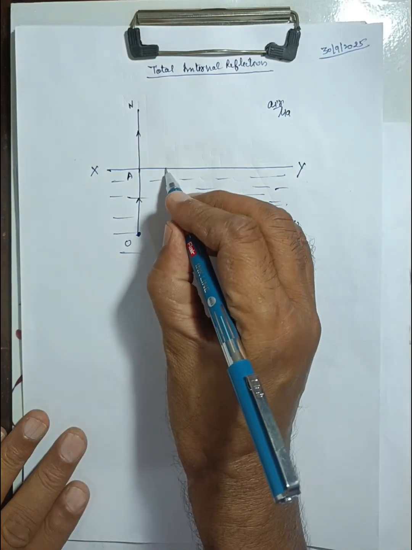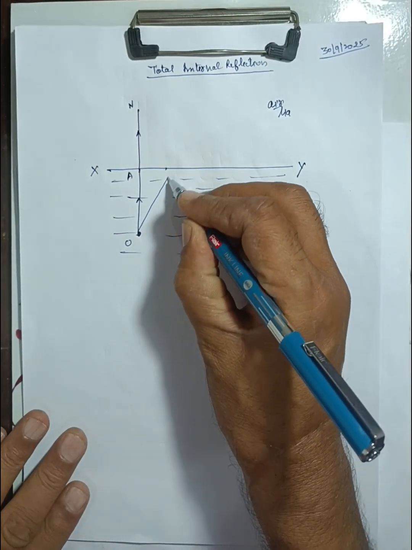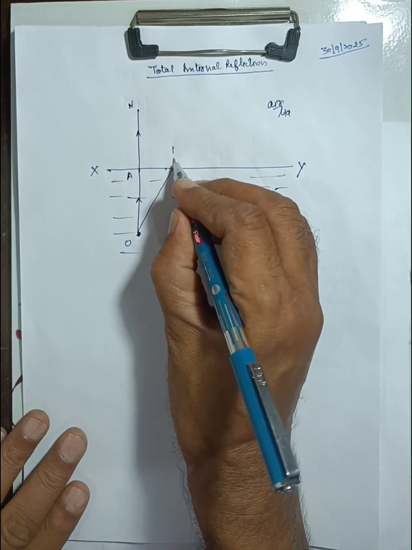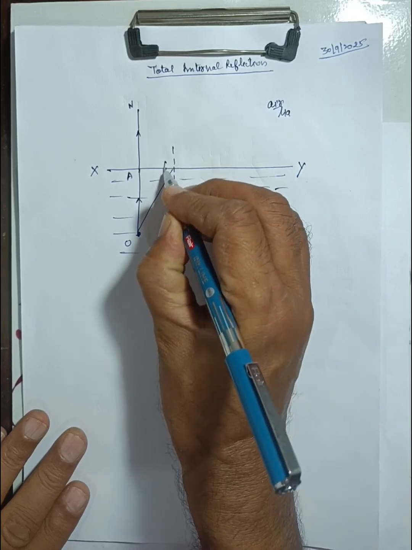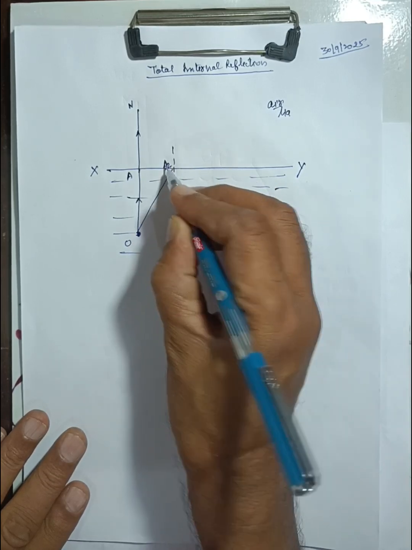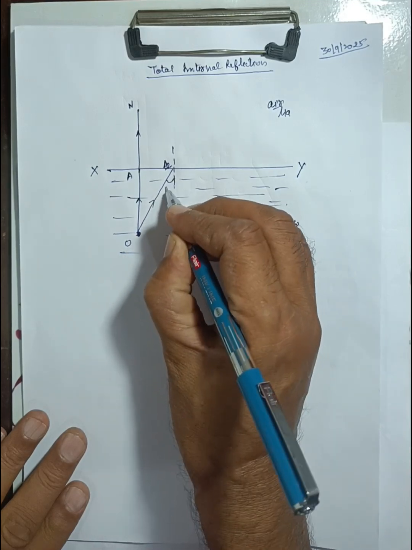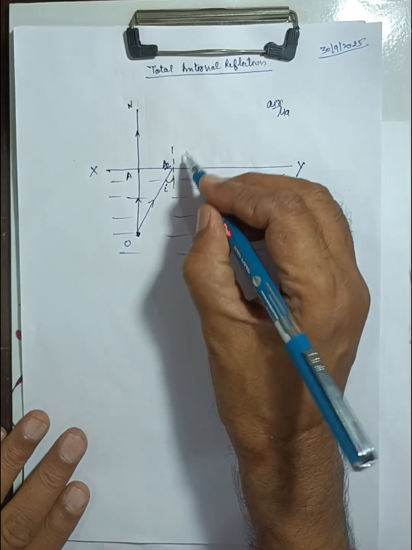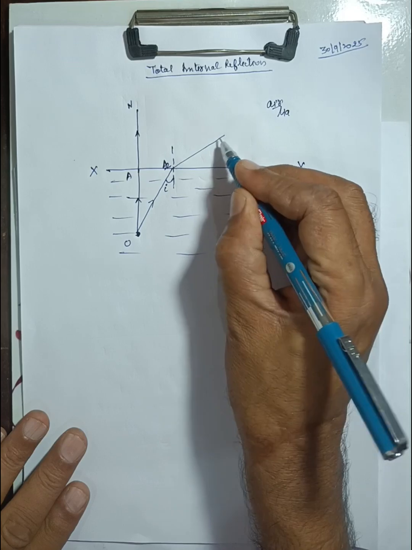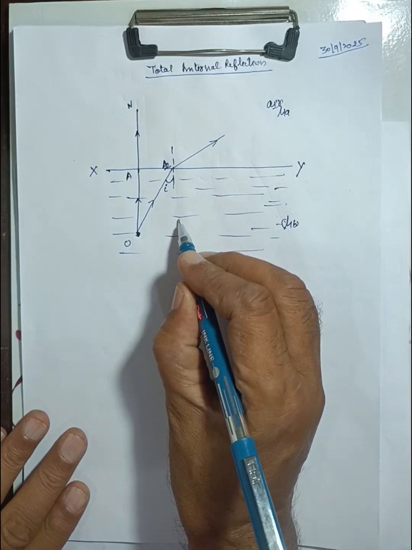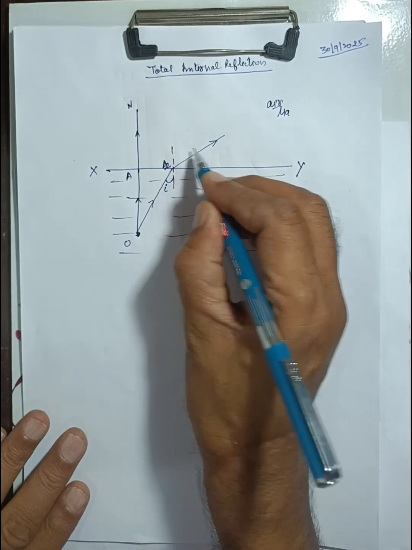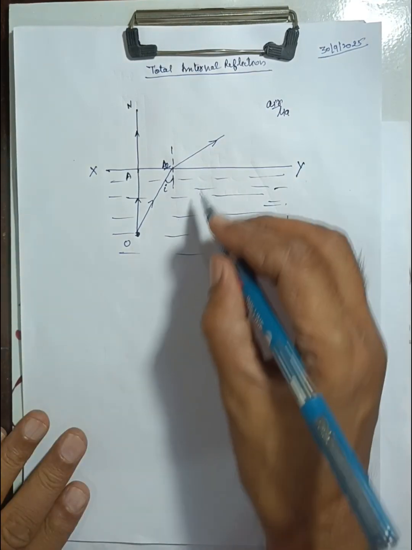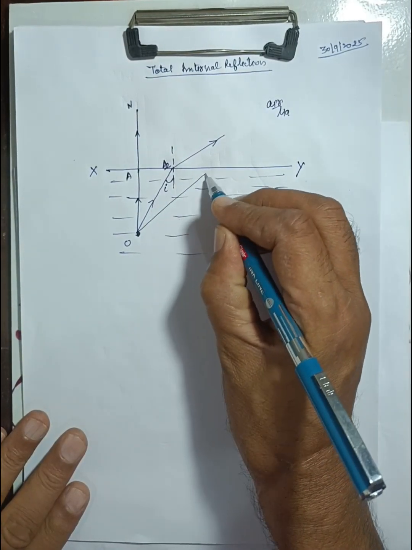Now I further increase the angle of incidence like this. So you draw the normal. This OA2 is the incident ray. This is the angle of incidence. Now the refracted ray slightly bends away from the normal because it is going from denser to rarer medium. Its speed will increase.